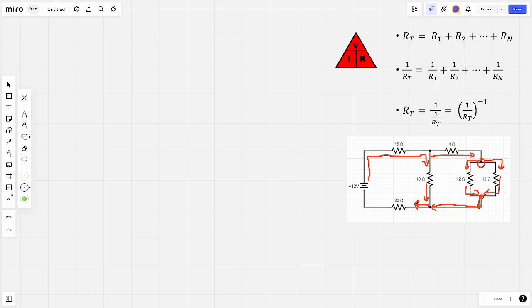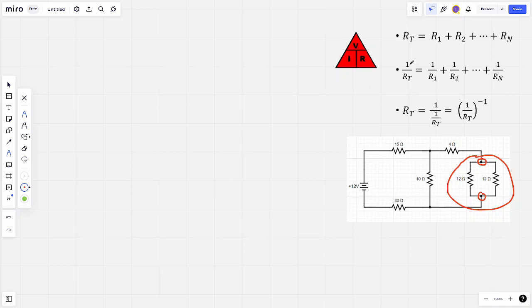So let's break this down. As I like to do, I like to work from the right hand side back to the left hand side. What I'm going to do is just clean up the screen. So let's work with this loop first. So we established the current splits at this point and then regains at this point. So the 12 ohms and the 12 ohms are in parallel.